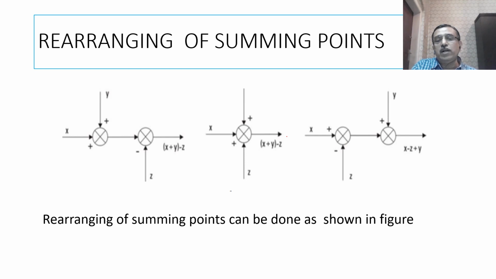Or we can rearrange the summing points. We can have x minus z. So here the signal will be x minus z plus y. So all these three sets of summing points are equivalent. So depending upon the problem, we can use one of them.